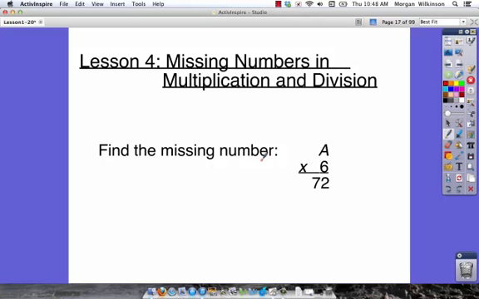Lesson 4 is about missing numbers in multiplication and division. In our first problem we need to find the missing number. We have a times 6 is equal to 72. Remember, the a and the 6 are called factors, and the factors are multiplied together to get our product. So our product is 72 here.